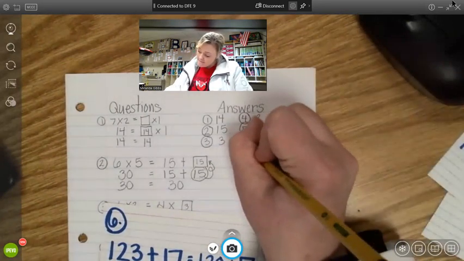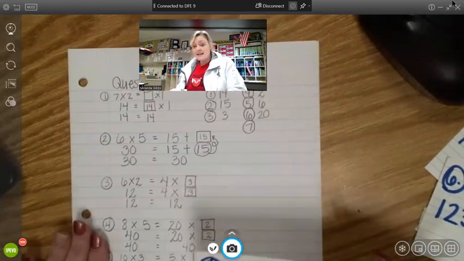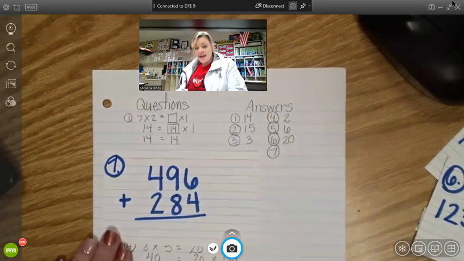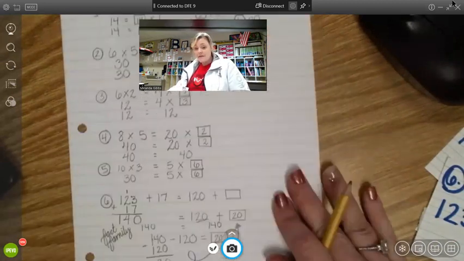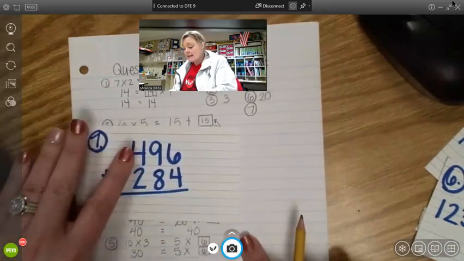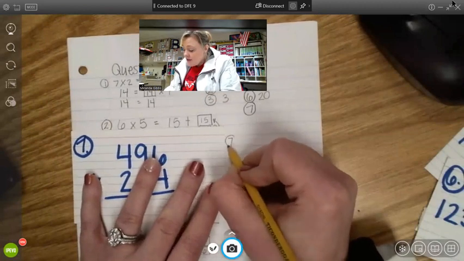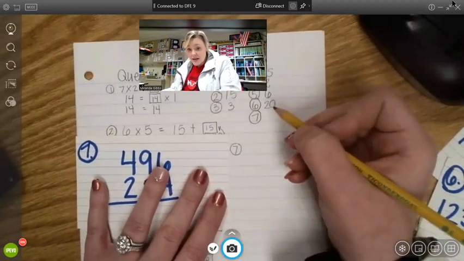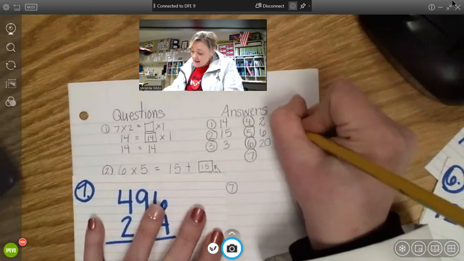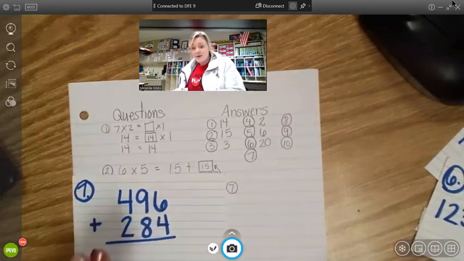Number 7. Number 7 is adding with regrouping. Just put that right here. As you can see, I'm at the bottom of my paper, but I still have some space here. So I'm going to neatly make my number 7 here. I know that there are 10 equations or 10 problems, so I'm going to leave some space. So 7, 8, 9, and 10. I went ahead and numbered those.